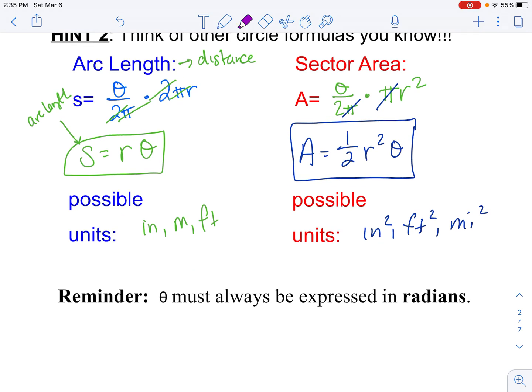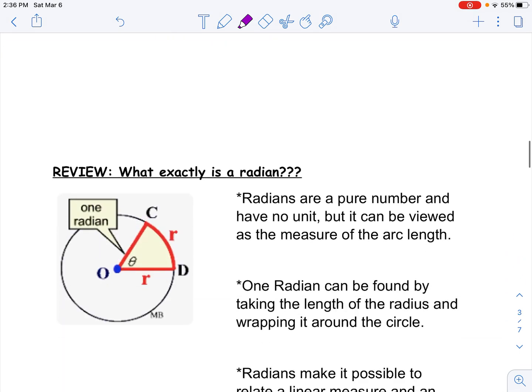Probably the biggest thing we need to remember is that when we are doing these, our angles have to be in radians. So we're always going to talk about an angle not as 20 degrees or 30 degrees, but as pi over 6 or pi over 4 or 2 pi over 3. Theta has to be in radians for all of these formulas.